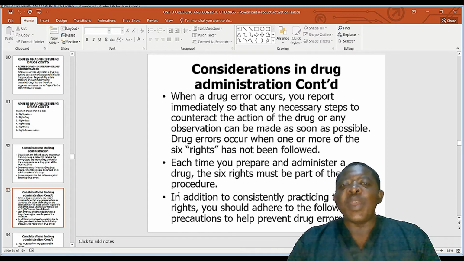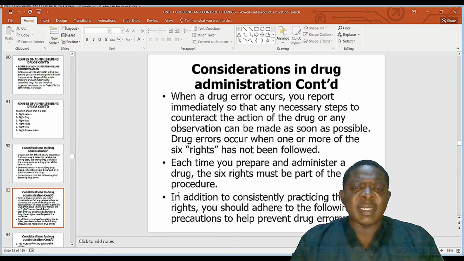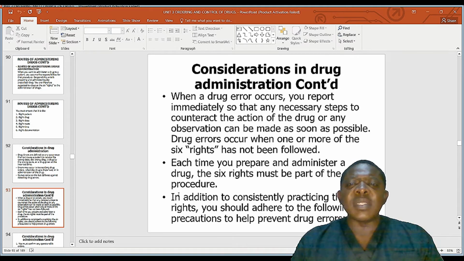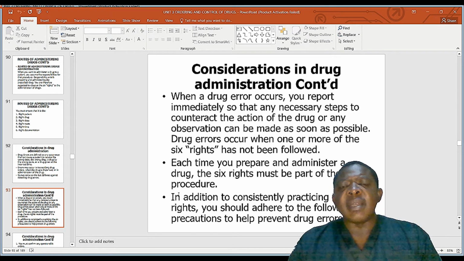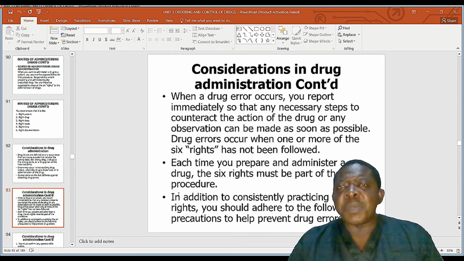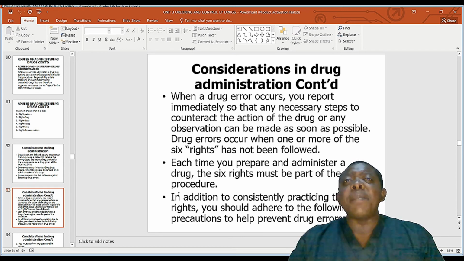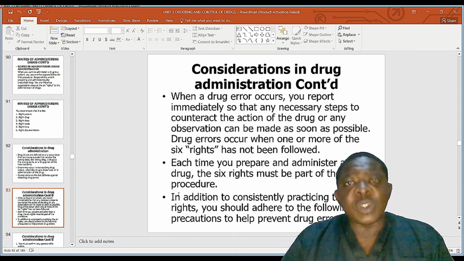Okay, so we have benzyl penicillin. The bottle or vial looks almost the same as benzyl penicillin. It may look the same with procaine penicillin. And there are drugs that can be administered intravenously and those that cannot be. Benzathine penicillin looks almost the same as benzyl penicillin. So if you administer benzathine penicillin intravenously, the patient may die almost immediately.